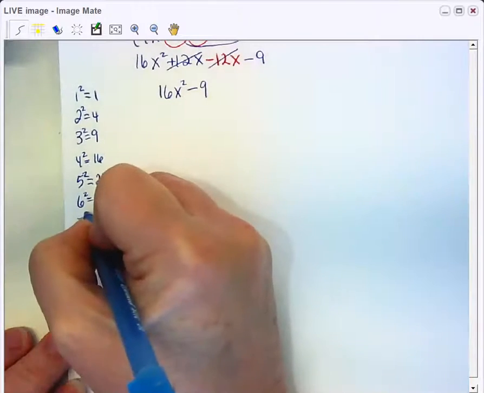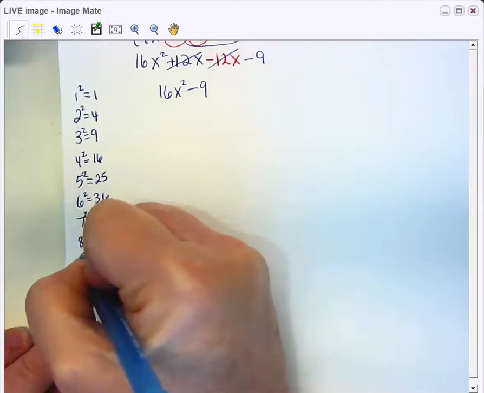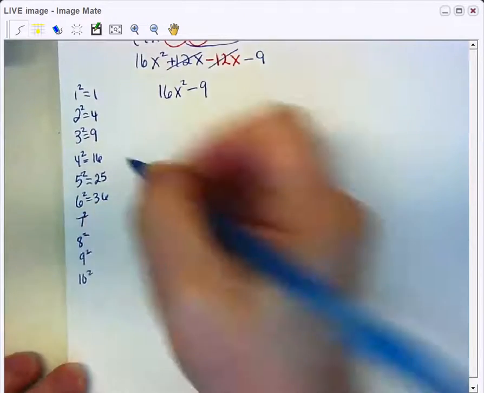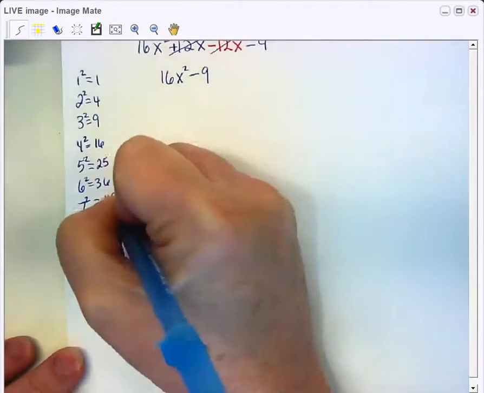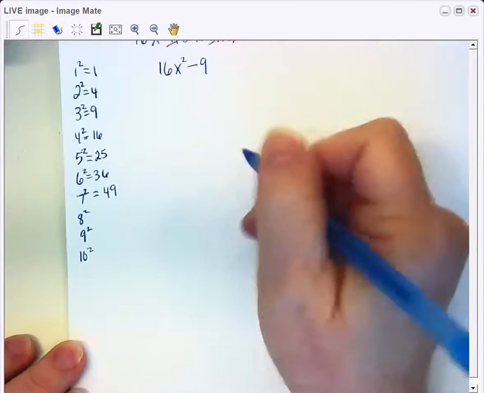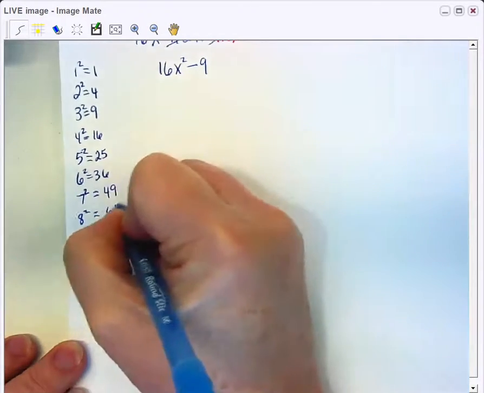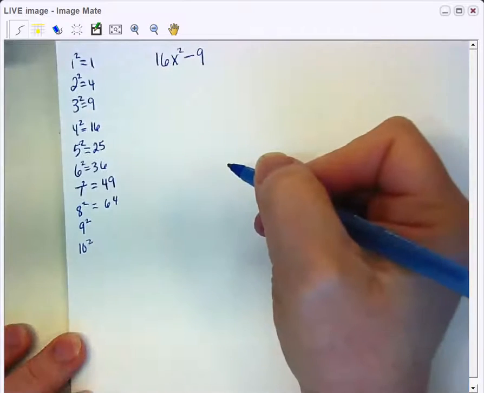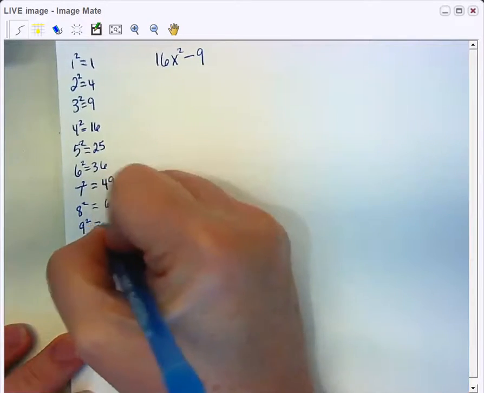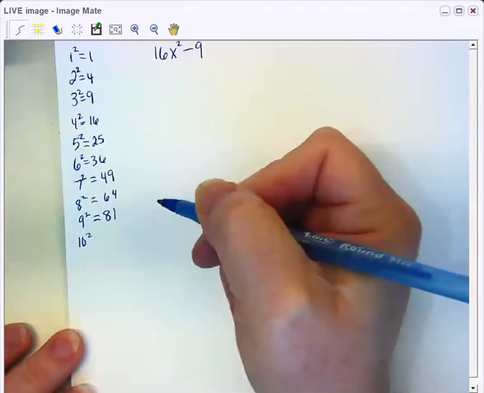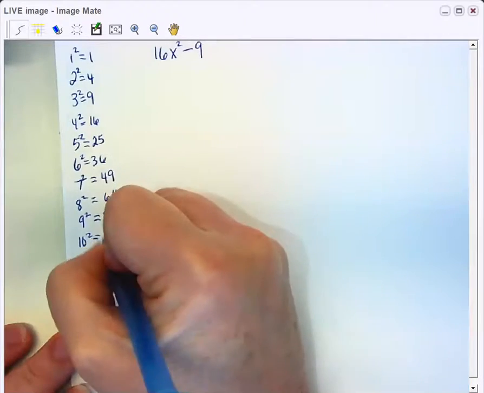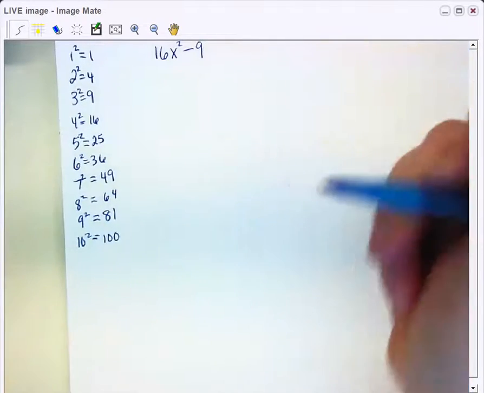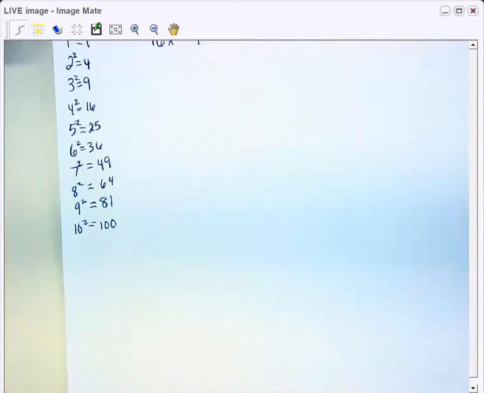Let's go to 10. 8, 9, 10. So then we have 49. We have 64. We have 81. We have 100. And you'd go 121, 144, 169, 196. Up to 15 is pretty common, okay? And then 15 is 225.